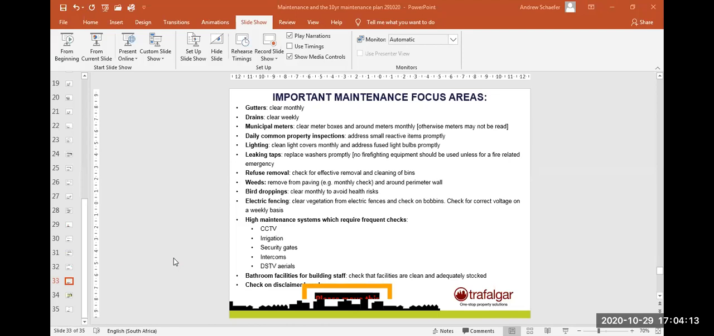Most important on most sites are CCTV cameras. You should check your line of sights. Is there vegetation growing in front of them? Are the cameras working? Are they in focus? Is the timestamp on the cameras correct? Because all of those are important when it comes to an investigation. You might not need them on a daily basis, but should there be an issue or a crime that happens and there's an investigation which is required, it could hinder that investigation.